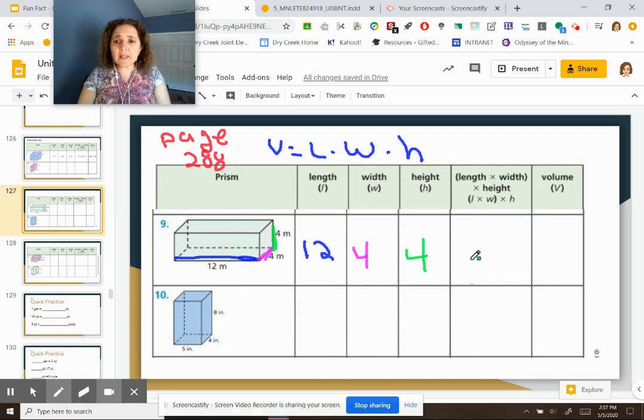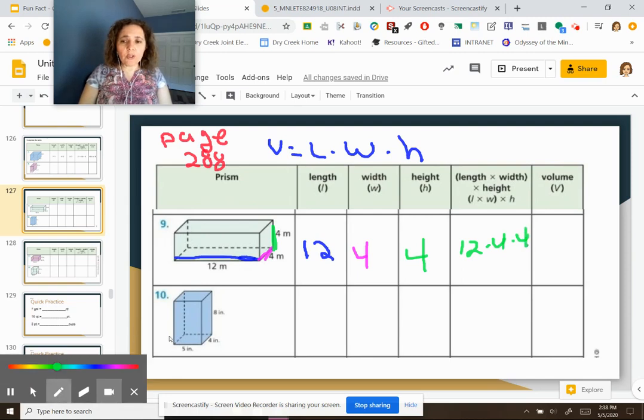So again, it doesn't matter which numbers you multiply first, but remember that my formula is going to be 12 times 4 times 4, okay? And remember, it does not matter which ones you multiply together. So go ahead and pause the video, multiply them together and see what you get.